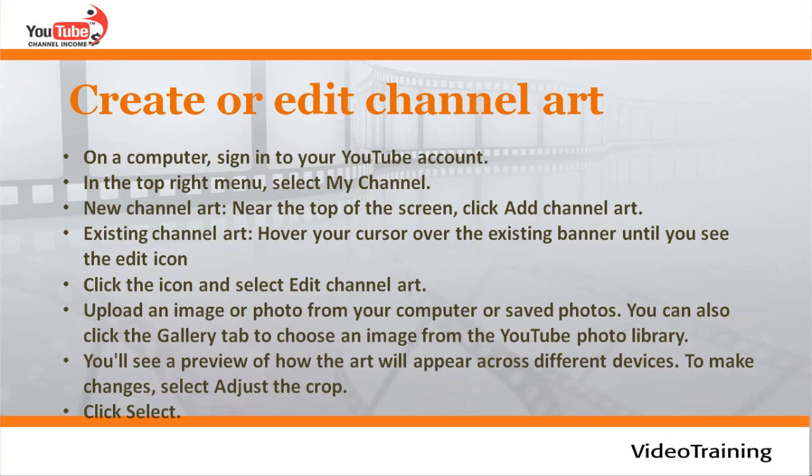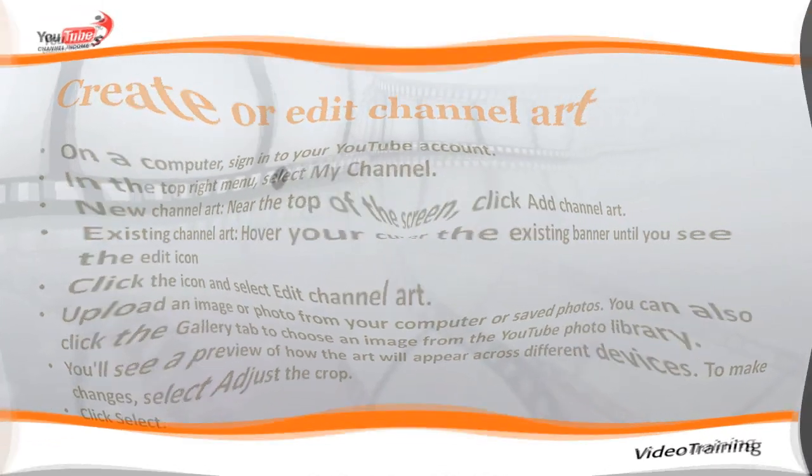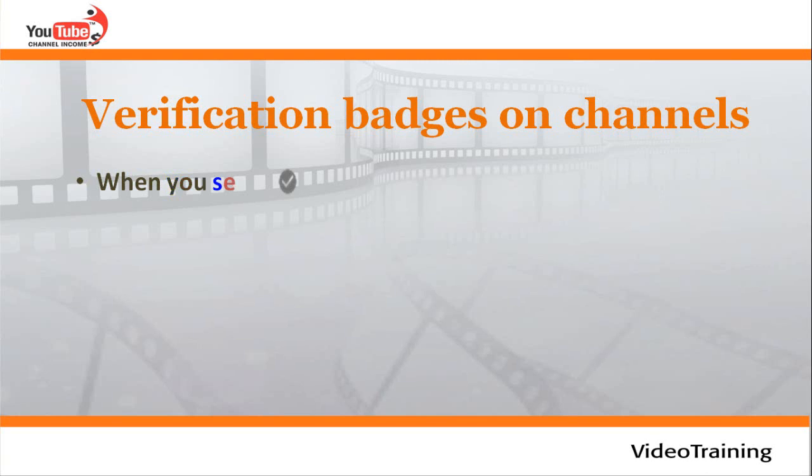You can also click the Gallery tab to choose an image from the YouTube photo library. You will see a preview of how the art will appear across different devices. To make changes, select Adjust the crop. Click Select.